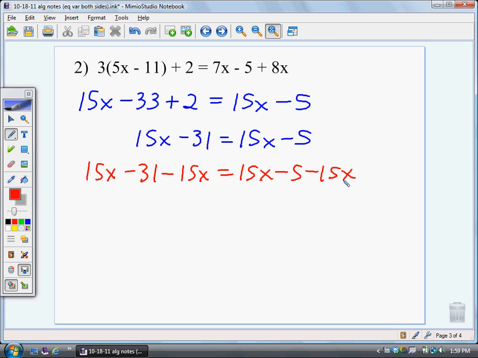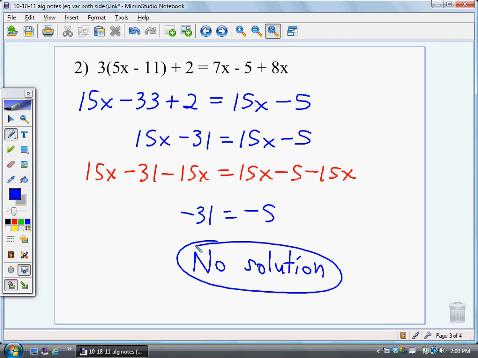Once I take away the 15x from both sides, I end up with negative 31 on the left and negative 5 on the right. Well, negative 31 does not equal negative 5, so that statement is false. And whenever you get a false statement, the variables have disappeared, and my statement at the end is false, this actually means there's no solution. That there really is no value we could put in for x and make a true statement.